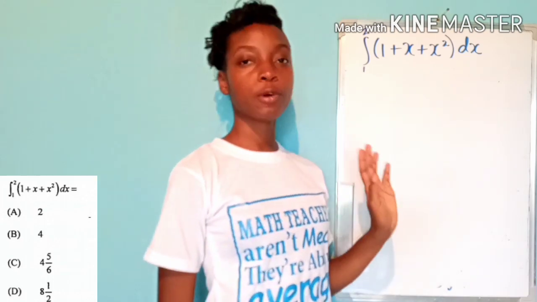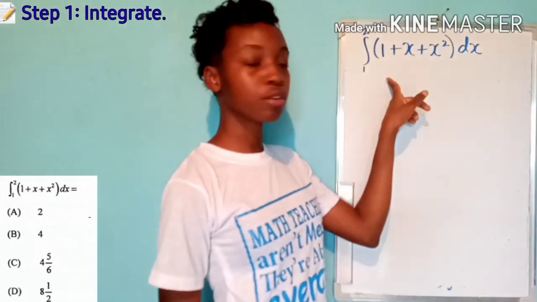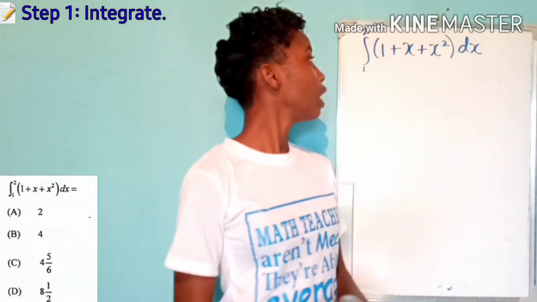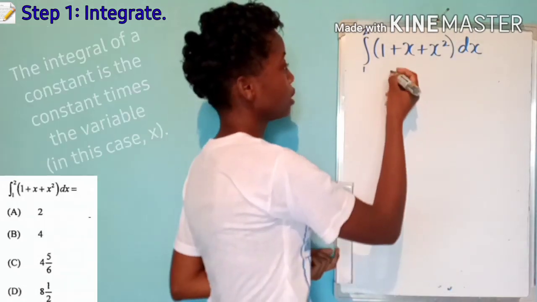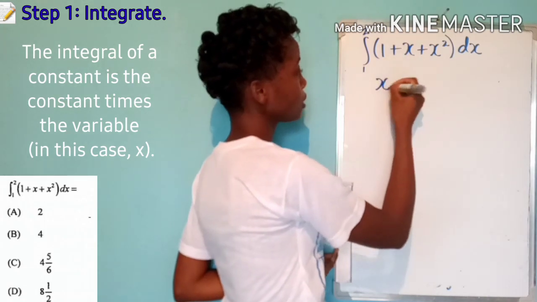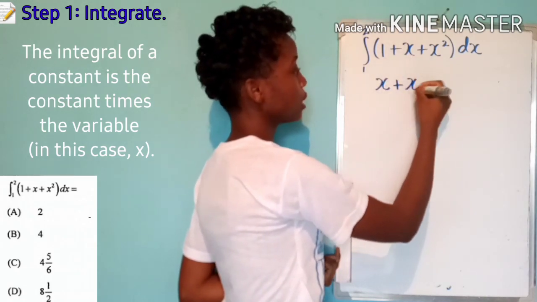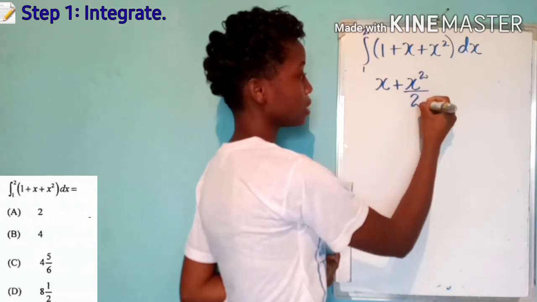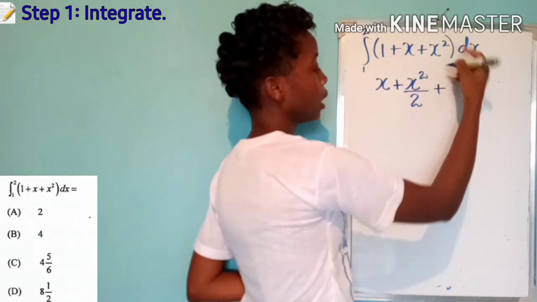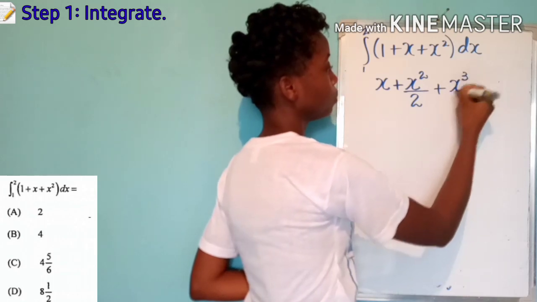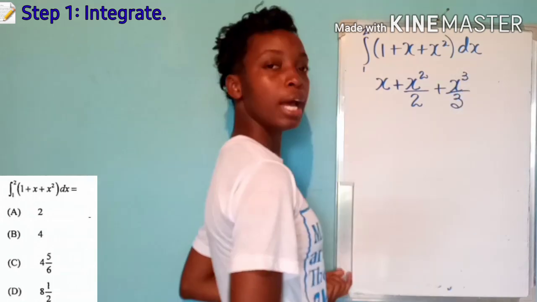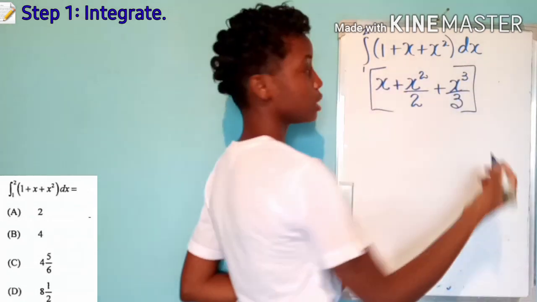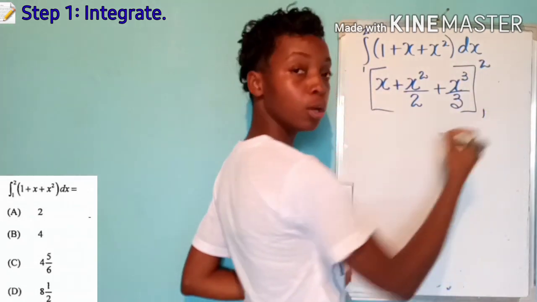Now, the first thing you need to focus on is that we are being asked to integrate with respect to x, 1 plus x squared. And so we go right ahead and integrate. The integral of 1 will be x plus the integral of x is x squared, raise the power by 1 and divide by that same power, plus x cubed divided by 3. And inside this expression that we have, we are going to be substituting our upper and lower limits.